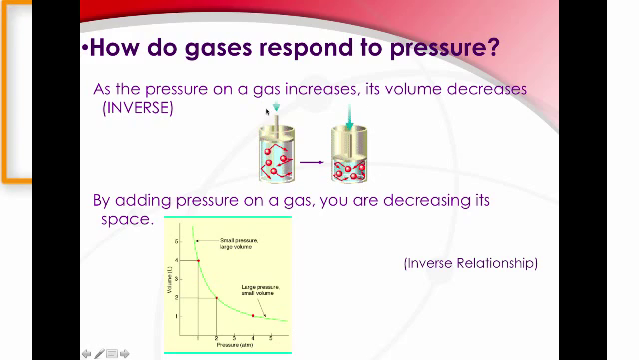From the image here, you can see that the volume here is much greater. But as we apply pressure from the top, we are decreasing the volume, which is increasing the pressure and causing much greater collisions among the gases. This is an inverse relationship. As you can see from the graph as well, as the volume is greater, our pressure is much smaller. But as we decrease the volume, our pressure becomes much greater. So larger pressure, smaller volume.